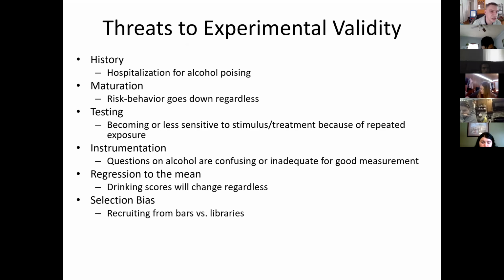There's also regression to the mean. It's kind of like maturation, I suppose, in the sense that there is going to be some change in drinking scores regardless. If you happen to sample a pool of people who are having a lot of drinking going on in the weeks prior to the experiment, that will likely be lower because of regression to the mean. Whatever was causing some proportion of your sample to drink a lot is no longer going on.